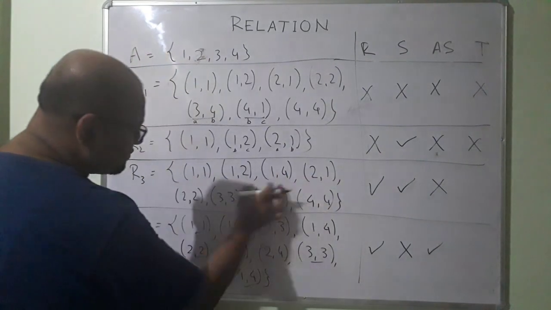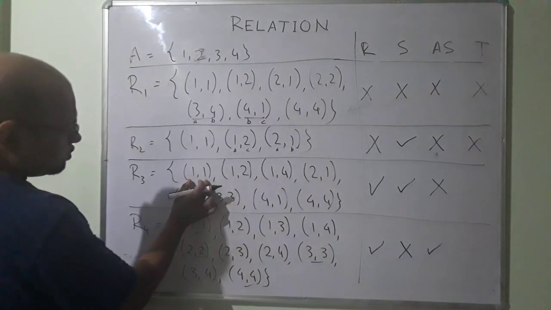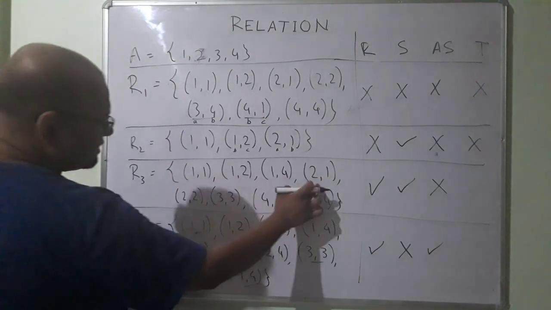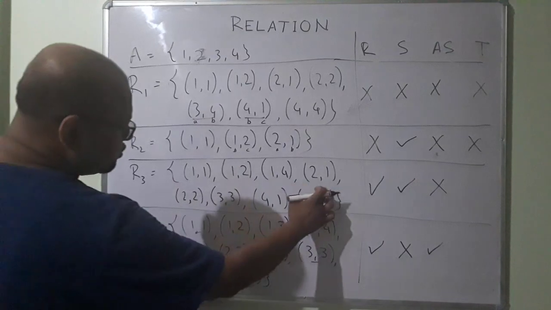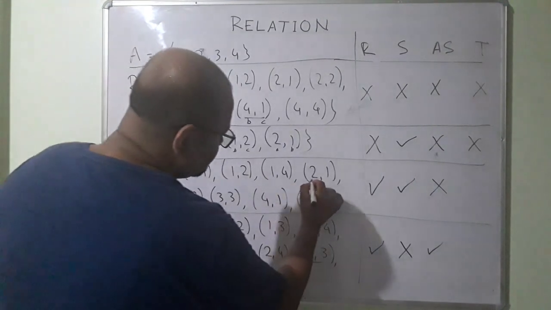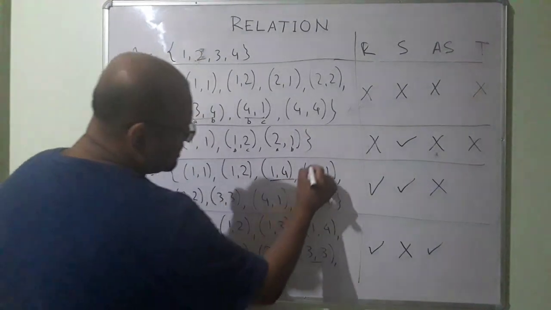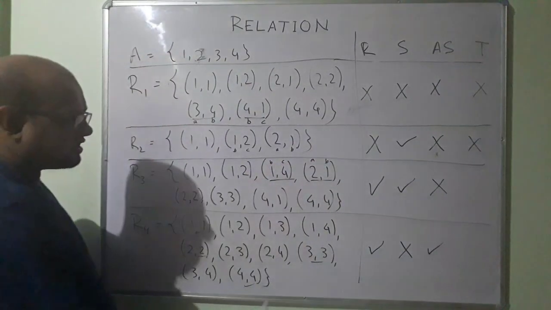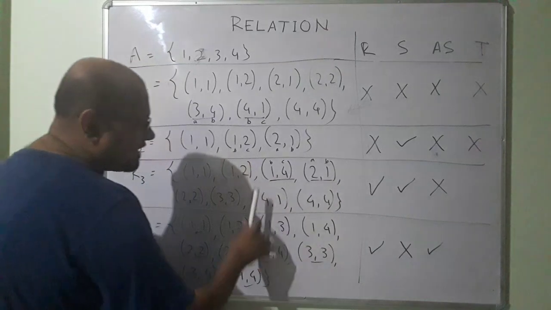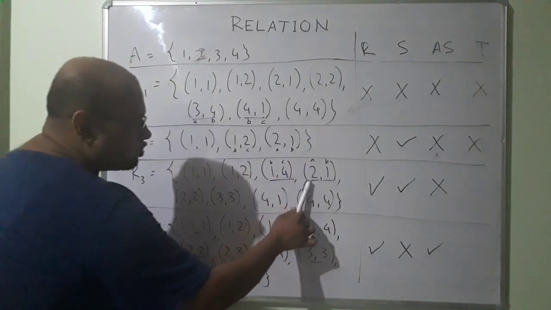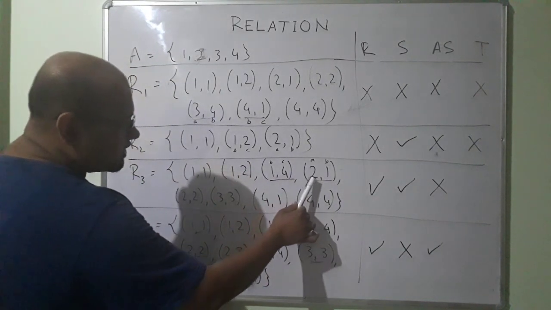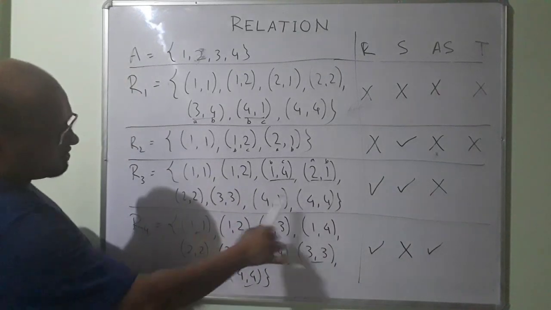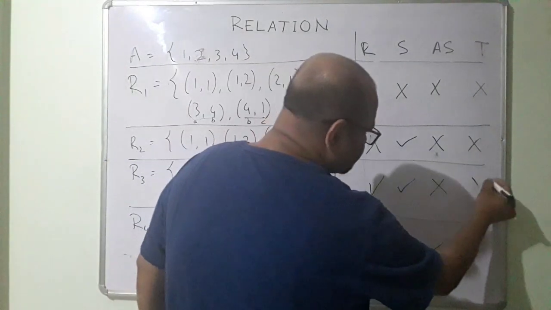Then (2,1). Let us start with 1. (2,1) is there. (2,2) is there. (2,4) is not there. Alright, so let us see. This is A, B, this is B, this is C. Okay, so I have this AB, (2,1), and I have this BC, (1,4). (2,1) is there, (1,4) is there, but (2,4) is not there. Alright, so this is not transitive.